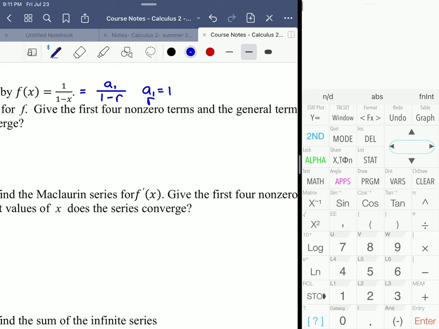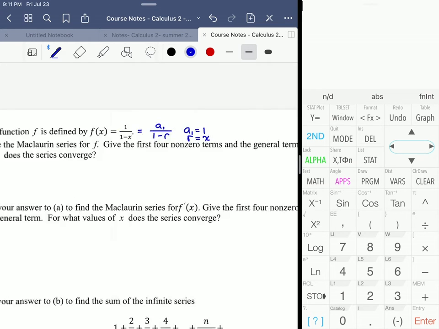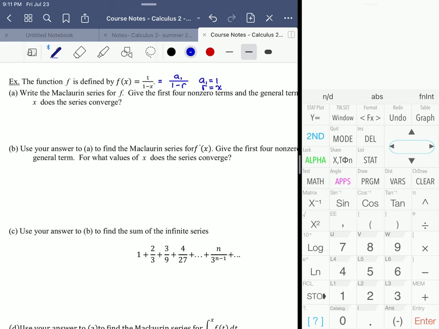All right, so from here I would be saying that a sub 1 is equal to 1 and r is equal to x. All right, so my series would be n equals 1 to infinity, 1 times x to the n minus 1 power. All right, so that's power relation, so we're in pretty good shape. All right, the first 4 non-zero terms.